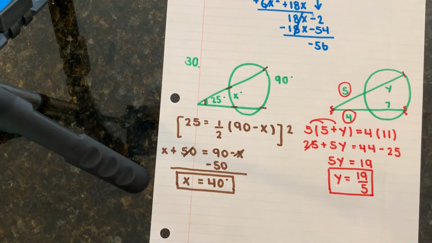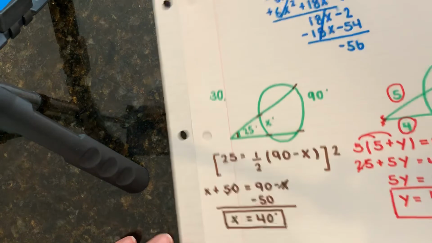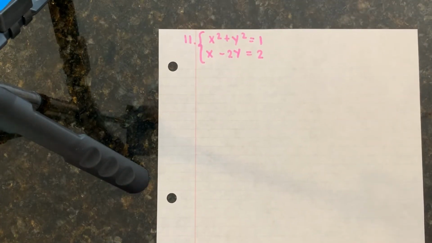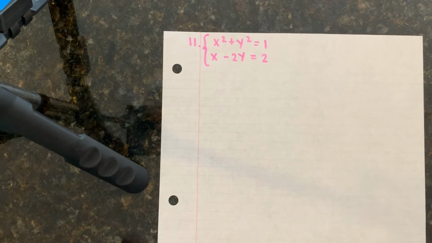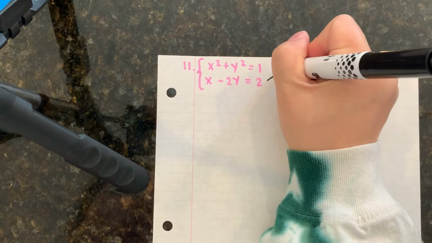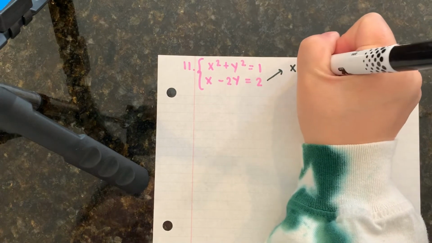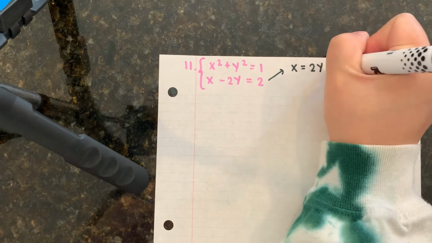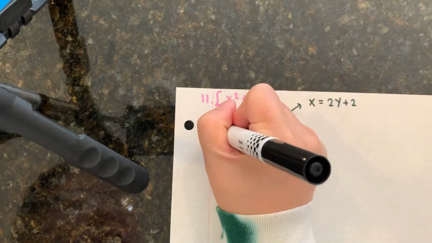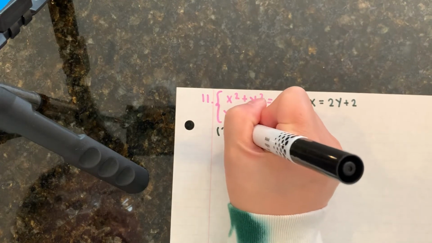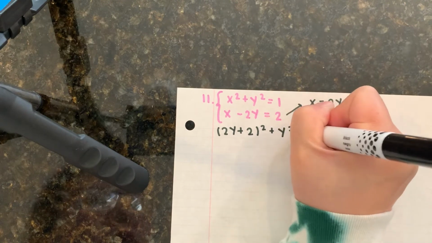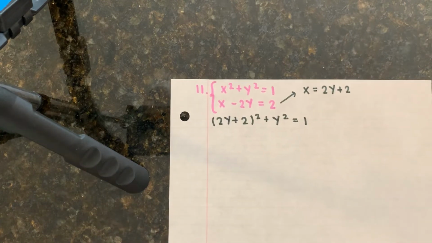Okay, and then lastly, I'm going to be going over a problem from the first half of the lesson that I forgot to do yesterday, so it's number 11. The first thing that you're going to do here is solve this equation for x. So if I solve this equation for x, I'm going to move the 2y to the other side. So that would become 2y plus 2. You're going to plug that into this equation here. That would be 2y plus 2 squared plus y squared is equal to 1.